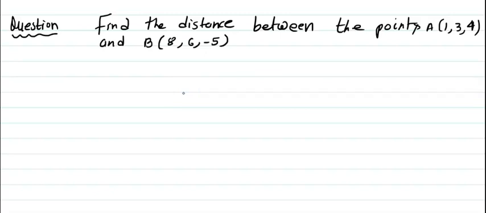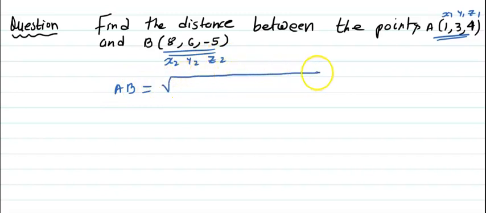Find the distance between the points A (1, 3, 4) and B (8, 6, 5). So A will be your x1, y1 and z1, and B will be x2, y2 and z2, and you need to find the distance AB. So AB will be, either you can use x1 minus x2 or x2 minus x1. So I'm using x1 minus x2. So 1 minus 8 whole square plus 3 minus 6 whole square plus 5 minus 4 whole square.